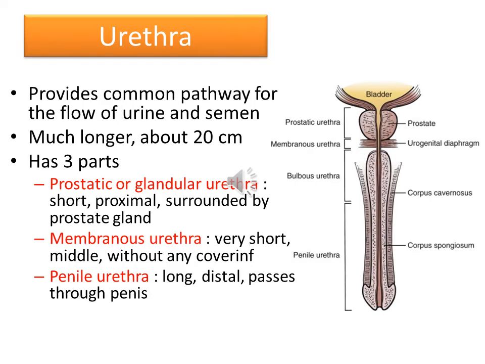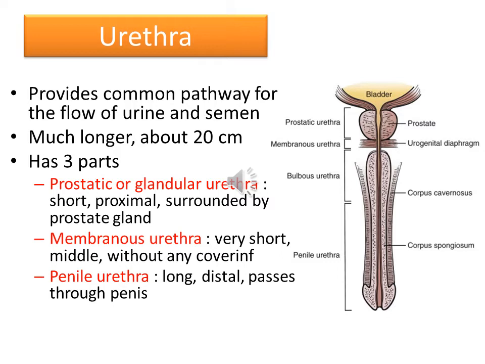Next part we will see, that is the structure of urethra. As we discussed, urethra is a common passage for urine as well as for semen. So it provides a common pathway for the flow of urine and semen. It is much longer in males than in females. It is about 20 centimeters long, and based on its position, urethra has three parts. One simple diagram I have given for your reference. If you want, you can draw it, otherwise just see it for study.